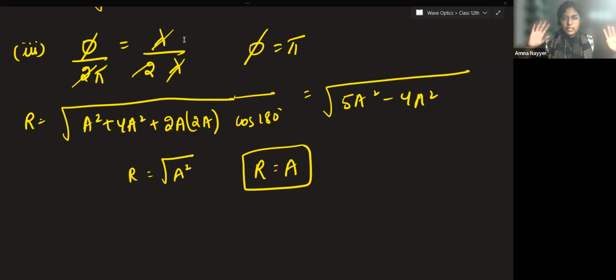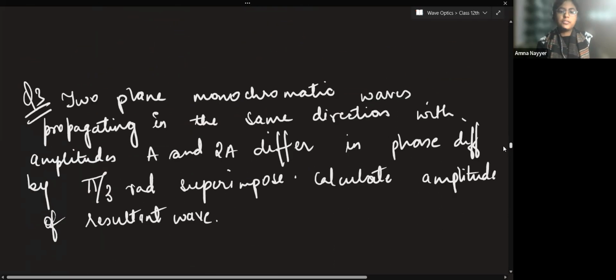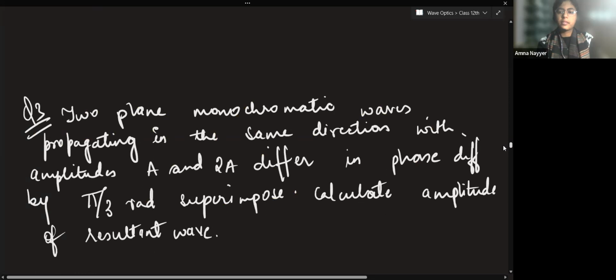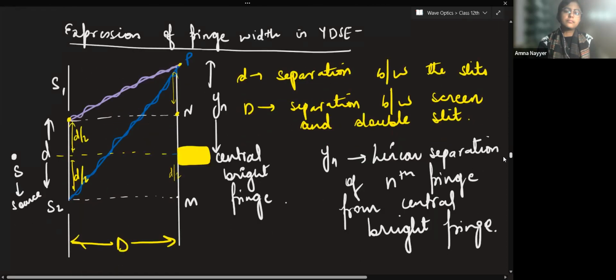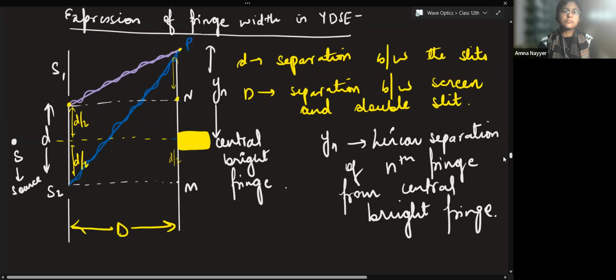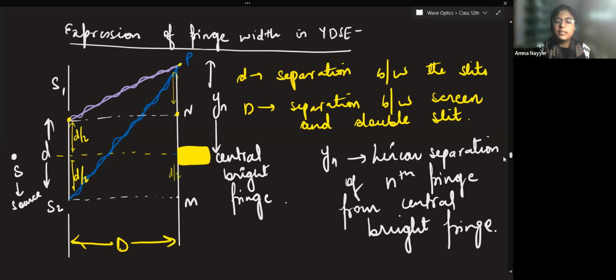Now class, this was about the basics of interference, constructive and destructive. Let's go into the details of this fringe. Expression of fringe width in YDSE. Fine, fringe width we'll see later. Let us first calculate the central bright fringe separation. Class, what happens? First, the central bright fringe is formed.